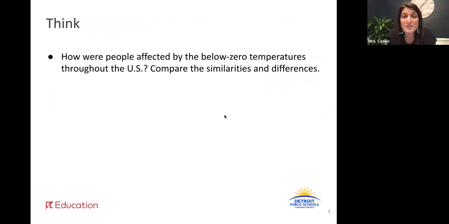Okay, so now that you've done your reading, let's do some thinking. How are people affected by the below zero temperatures throughout the US? Compare the similarities and differences. So compare and contrast similarities and differences about how people all across the US were impacted by these below zero temperatures. Press pause now. Use your article and do some great thinking.